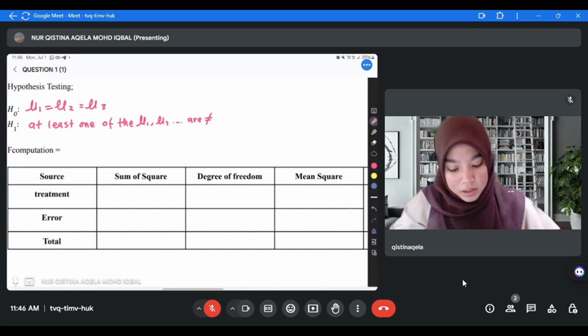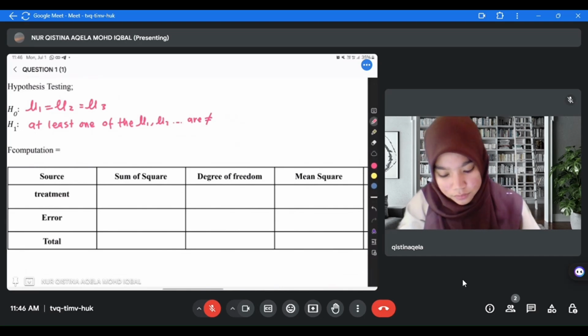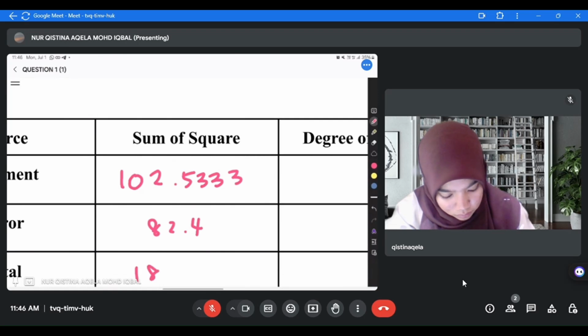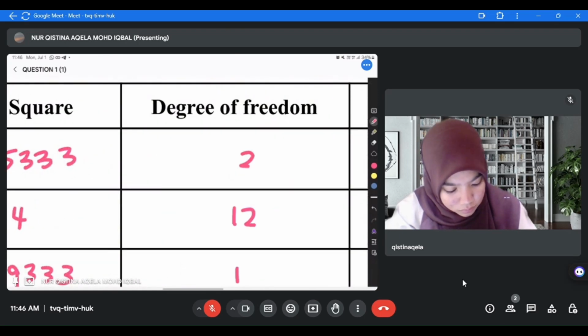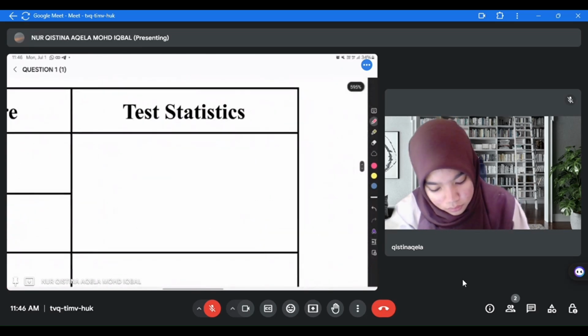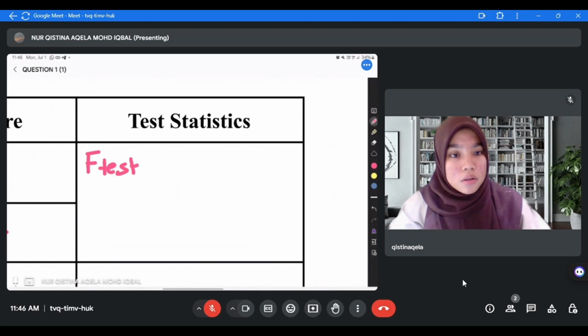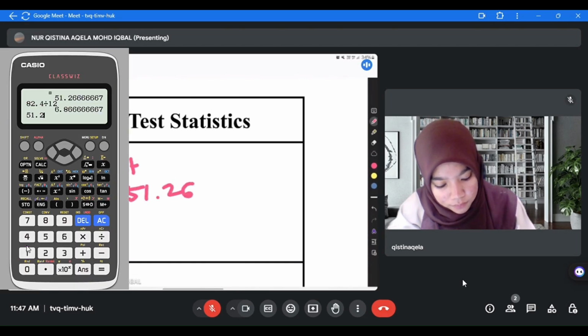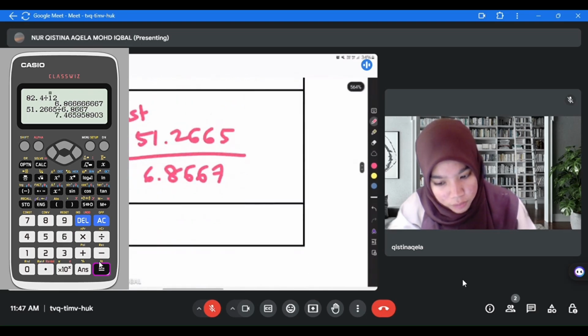To calculate the F computation, we must do the ANOVA table and get the test statistic value. To compute the F test, we know the formula is MST over MSE. So our MST, 51.2665 over 6.8667. So we got our F computation, 7.4659.